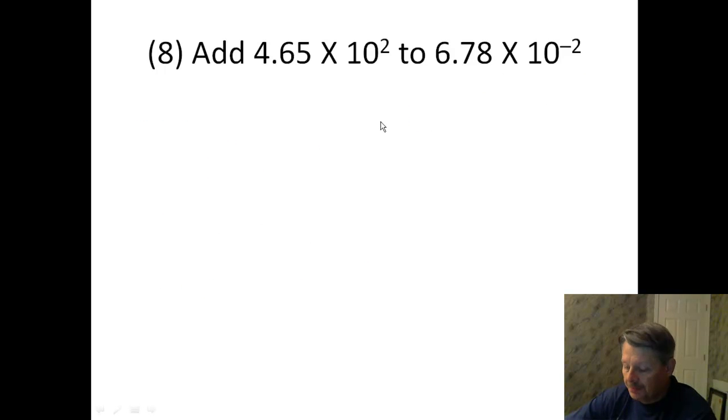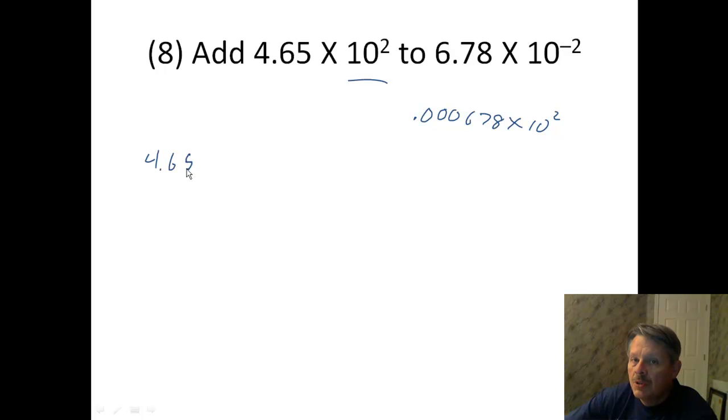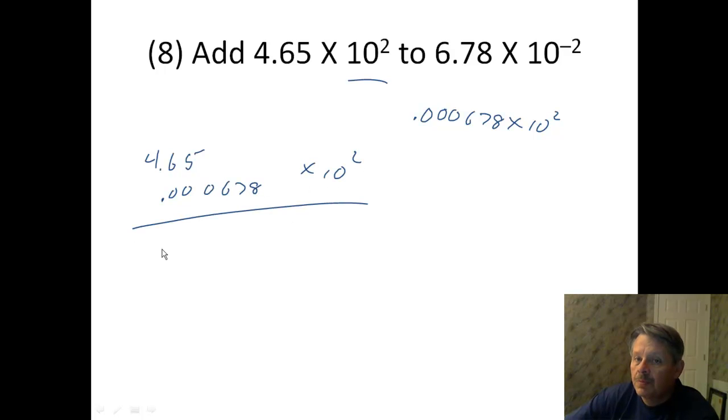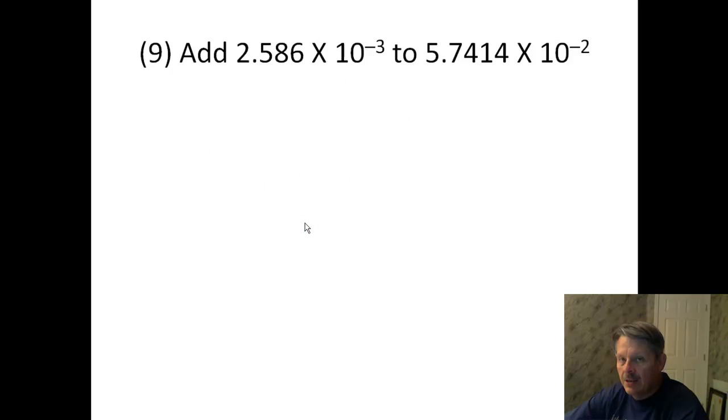All right. Again, I'm now going to pick my bigger one since that seems to work better. That means this is different by 4. If I look from -2 to +2, that's different by 4. So this is going to be 0.000678 times 10 to the 2. So I add these together, 4.65 and 0.000678. These are both times 10 to the 2. So this gives me 4.650678 times 10 to the 2. Okay, that is it for number 9.